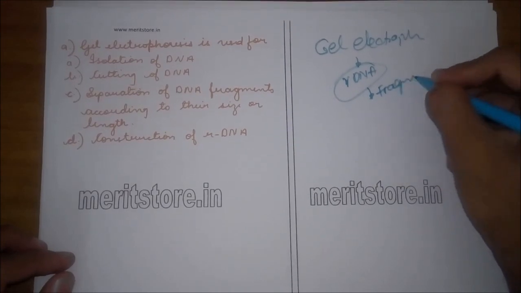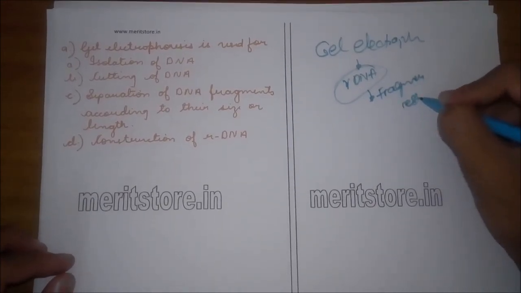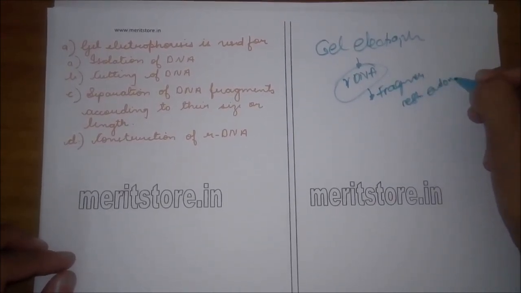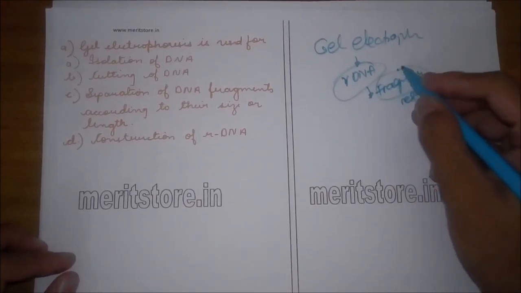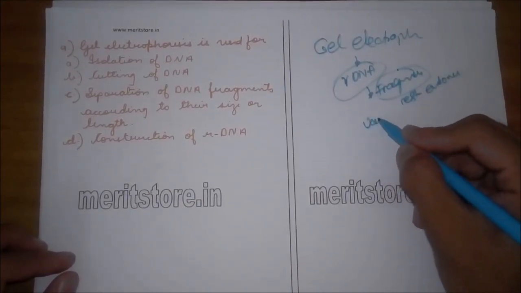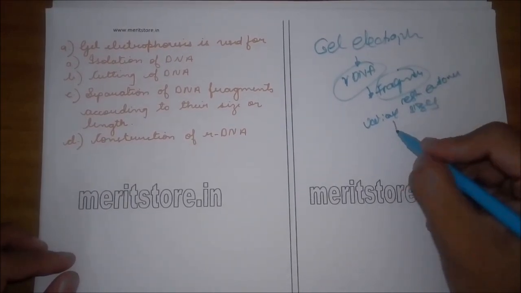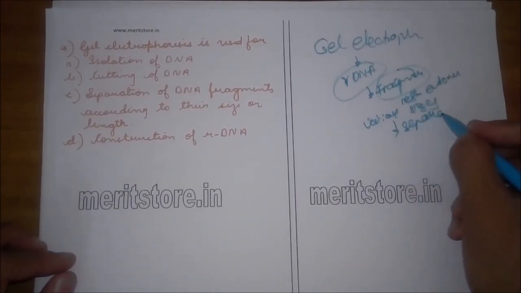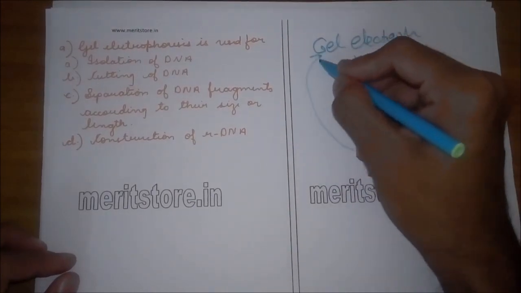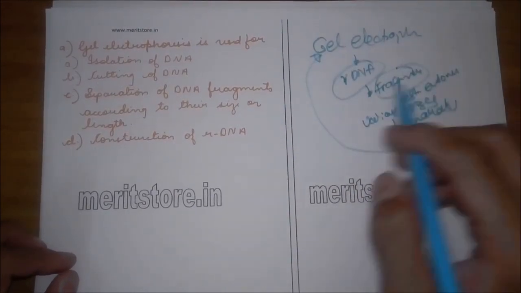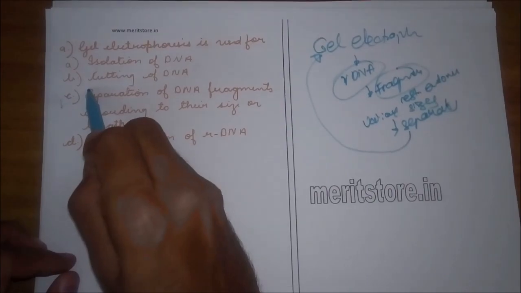The fragments are being created with the help of restriction endonuclease enzyme, and these fragments, which are of various sizes, are then separated by this technique of gel electrophoresis. So option C is the correct answer.